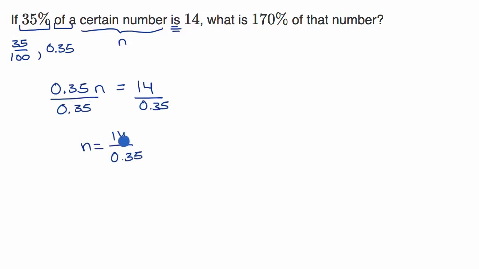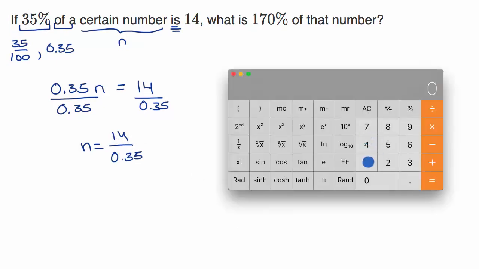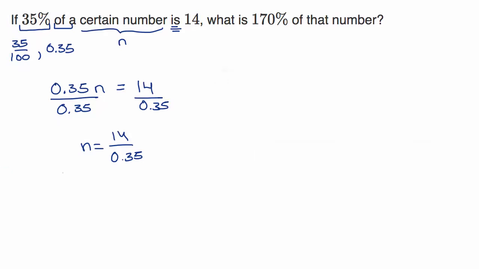Now, many of you might be able to do this on paper or even potentially in your head, but on the Praxis, you are allowed to use a calculator. And so we could get a calculator out just so that we remind ourselves that we can do that. So we have 14 divided by 0.35 is equal to 40. So that certain number is equal to 40. We figured that out, but we're not done yet. They're not asking us what that certain number is.